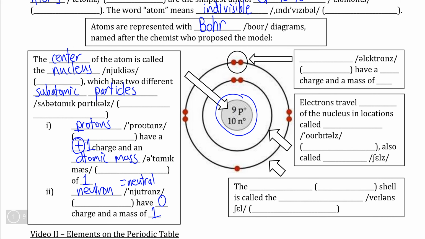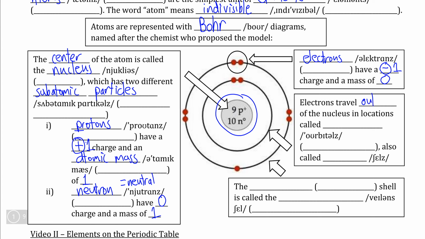Now, if we go outside the nucleus to these ring structures that we find, these little dots surrounding the nucleus are what we call electrons, which are defined as having a -1 charge and a mass of 0. Now, the mass of an electron is not exactly 0, but electrons are so small that their mass has basically been defined as so close to 0 that it doesn't impact the mass of the atom overall. Now, electrons are not found in the nucleus.